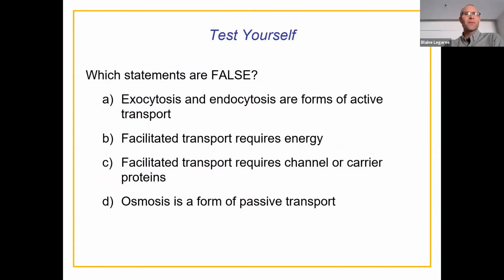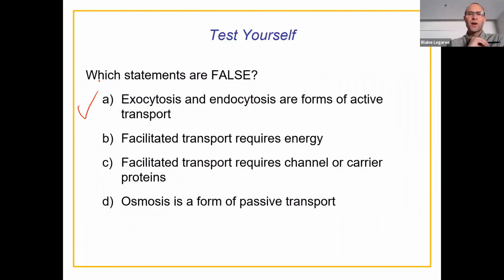A: exocytosis and endocytosis are forms of active transport. Does it take energy? The answer is yes, in fact great amounts of energy. Not one ATP molecule changes the shape of your entire membrane; we're talking about hundreds or thousands of them, depending on the size of the object you're bringing in or out. So that one is good.